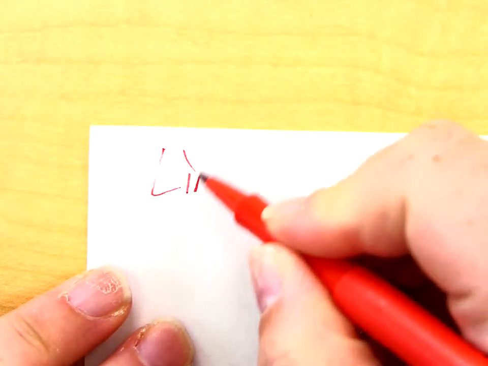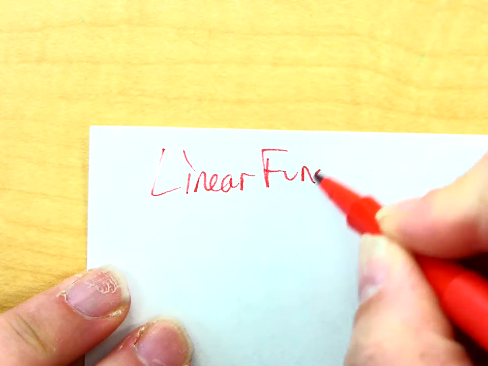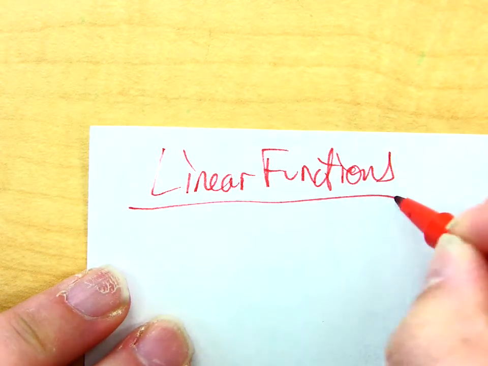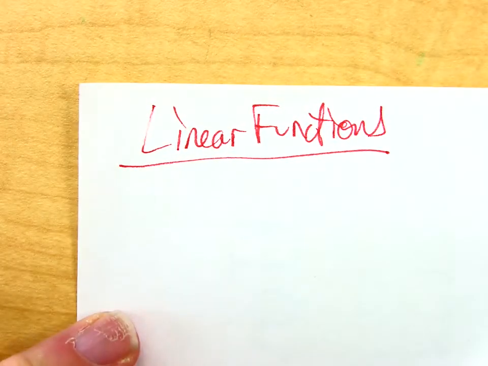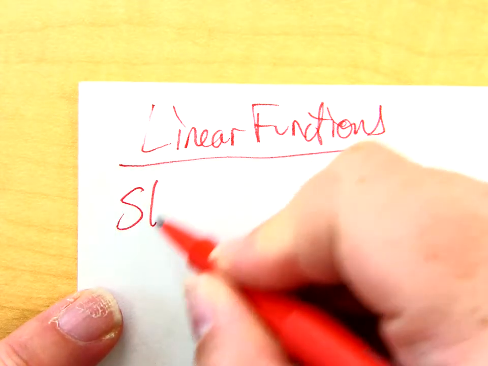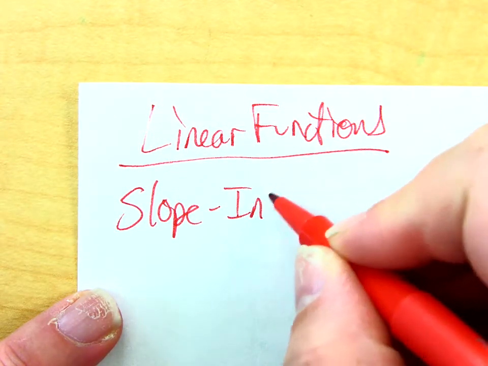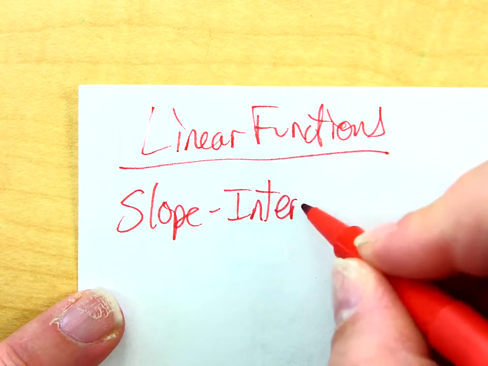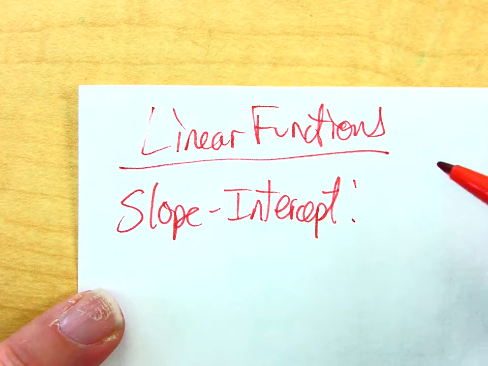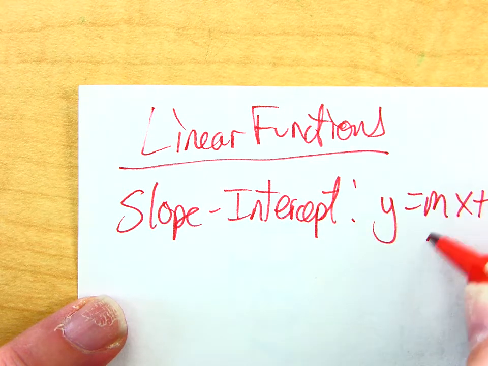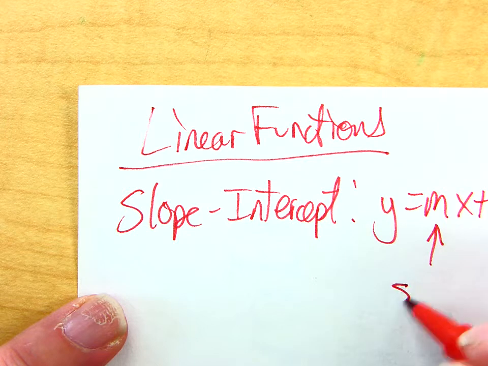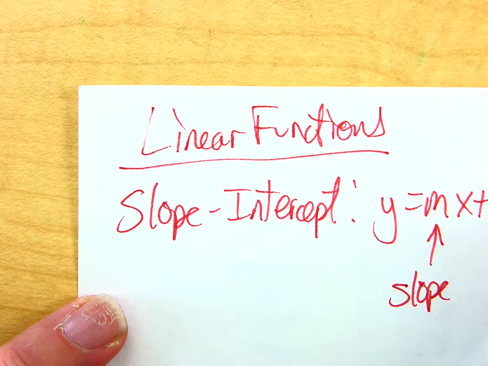Here we go. All right, so linear functions. Just a reminder from yesterday, we have three forms, and we started with slope-intercept. And that one is what? You got it. y = mx + b, where m is the slope and b is the y-intercept.